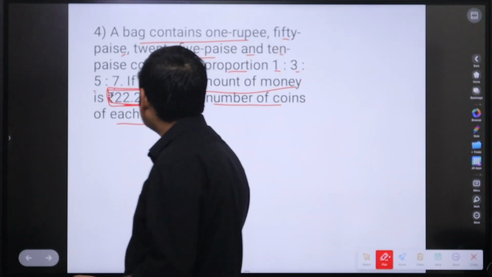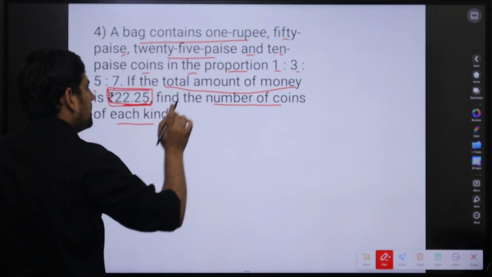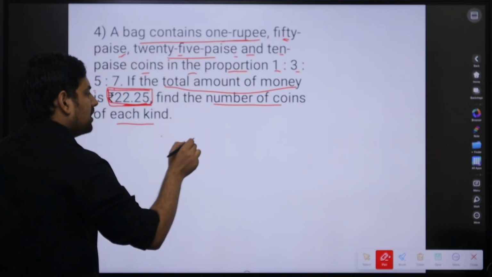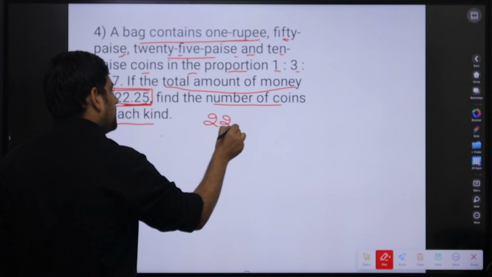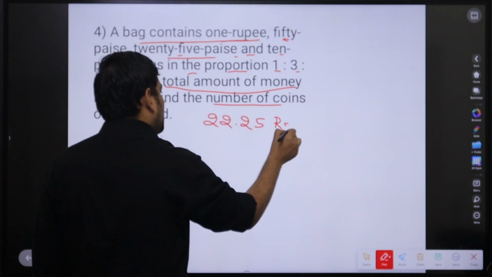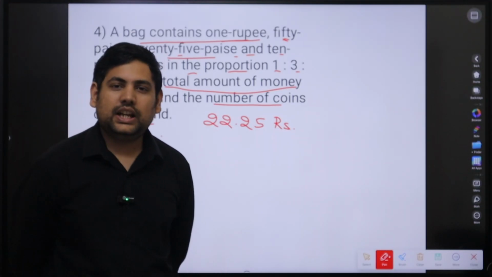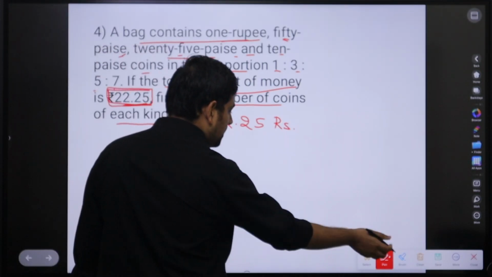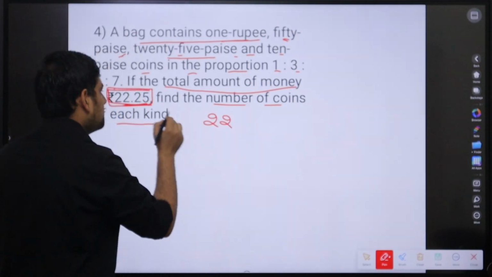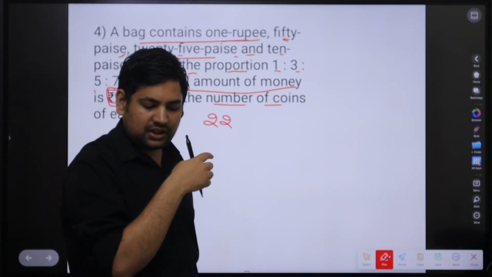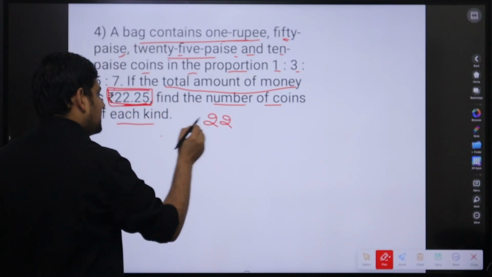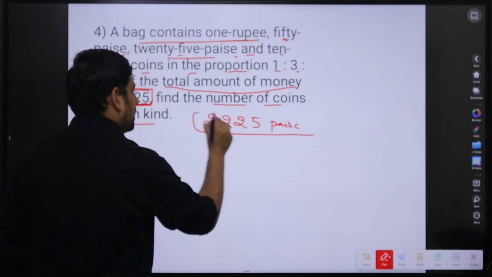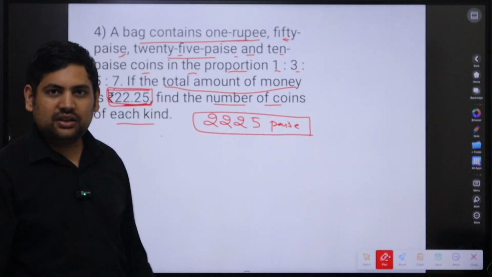Okay, let's see. So it says a bag contains 1 rupee coins, and then 50 paise, 25 paise, all this. So total money is what? 22.25 rupees. Now if you see, everything else is in paise, 50 paise, 25 paise, 10 paise. So what we should do, we should rather convert this into paise. So this becomes 22.25 rupees into 100 paise, so it becomes 2225 paise. This is the total amount of money.